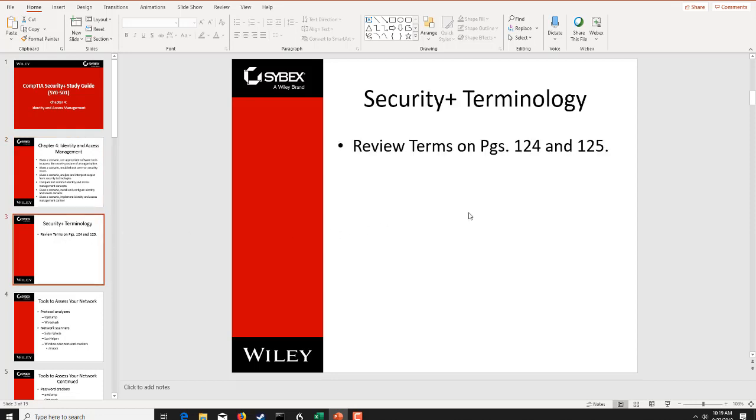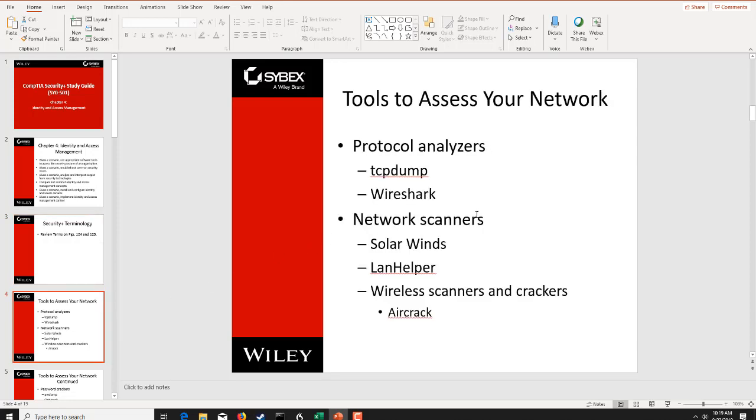So there's a lot of terminology on pages 124 and 125 that deal with the false rejection rate, false positives, host-based intrusion detection systems, challenge handshake authentication protocol, OAuth, open authentication standards, etc. Look those over. Those are good for quizzes and exams, as well as the Security Plus exam itself to be tested on.